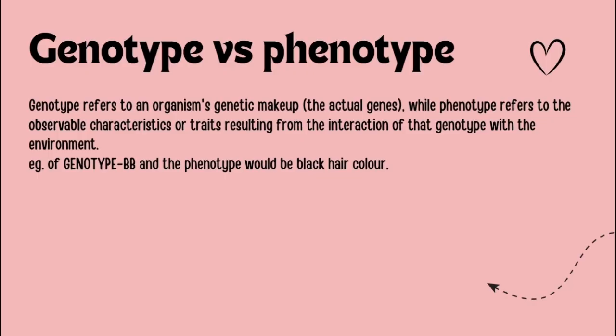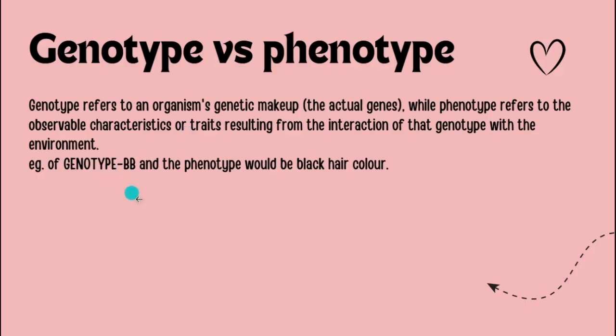Now, if we're comparing the genotype versus the phenotype, an easy way to remember this is the word geno. Just remember genetic because both of them start with G. So the genotype is really talking about an organism's genetic makeup, and the phenotype is talking about the physical characteristics that me and you and everybody can see. So genotype, genetics, and then phenotype, physical characteristics, right?